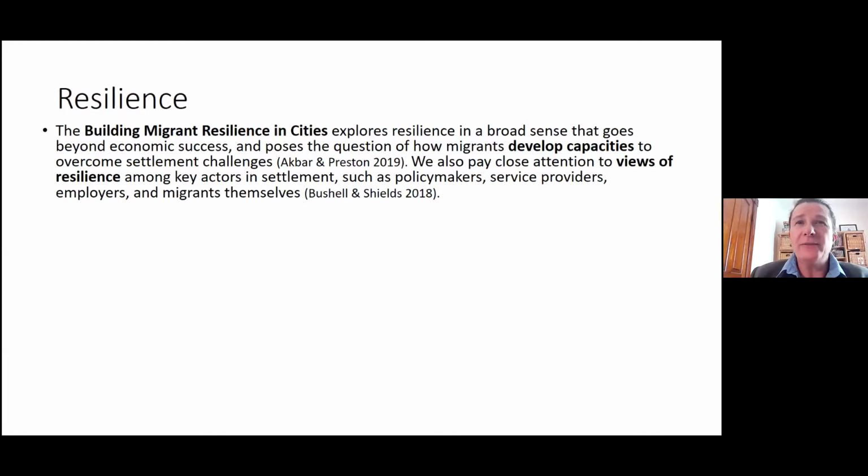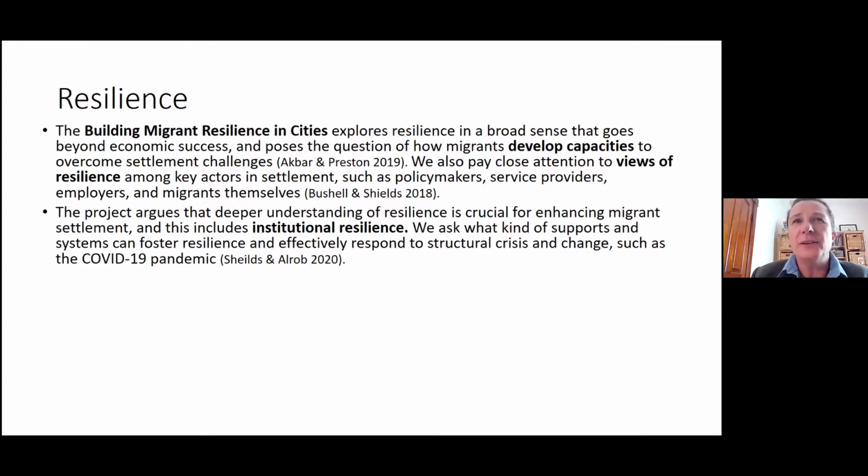So the Building Migrant Resilience in Cities project explores resilience in a broad sense. Resilience is partly about how individuals manage and develop capacities to overcome various challenges. In the case of the immigrant community, we're particularly interested in settlement challenges, but we also pay attention to different views of resilience that are shared by key actors in settlements, such as policymakers, service providers, employers, and migrants. We also argue that we need a deeper understanding of resilience in order to also apply it to institutions, and we want to think about this through the lens of the systems that contribute to settlement of immigrants. So in this webinar, we're looking at this in terms of international students.